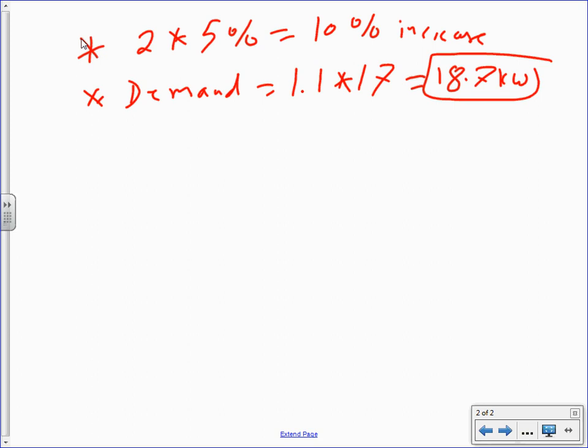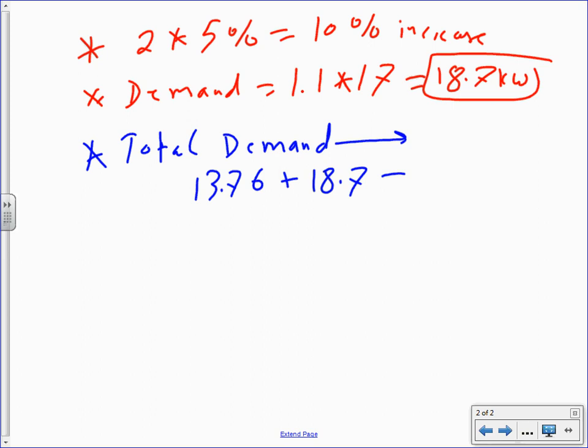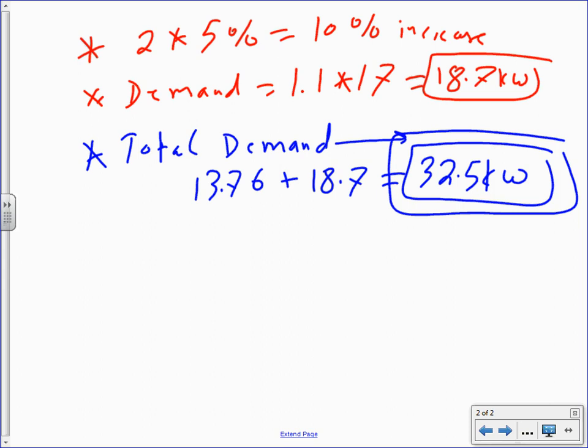Then the total demand, guys, you just add them up. Total demand, you take your 13.76, you add it to the 18.7, and that will get you a total 32.5 kW. That's what you're going to size for. Any comments, guys? Any questions? I'll go back and put the answers, the same steps, for the total, all the ranges put together.